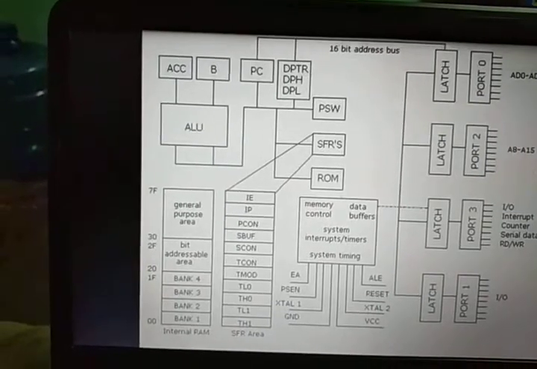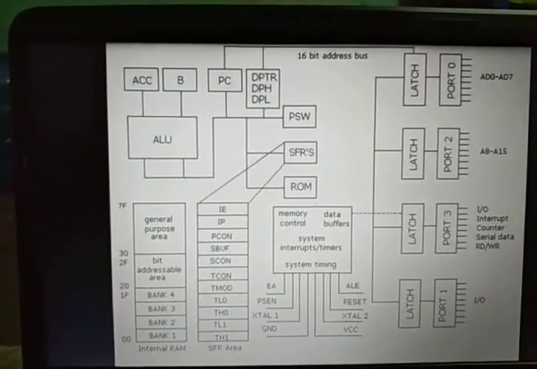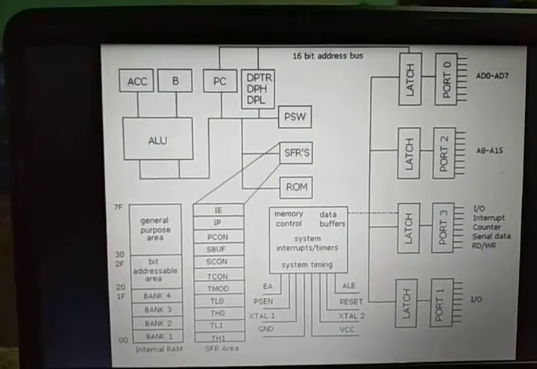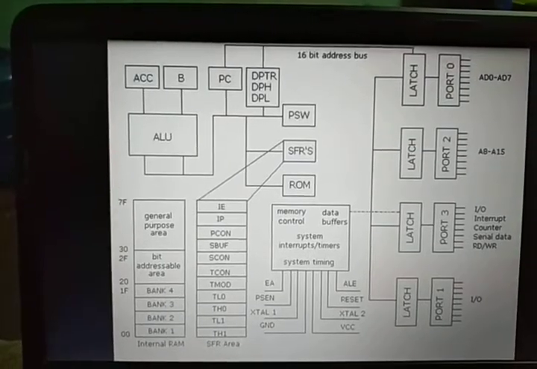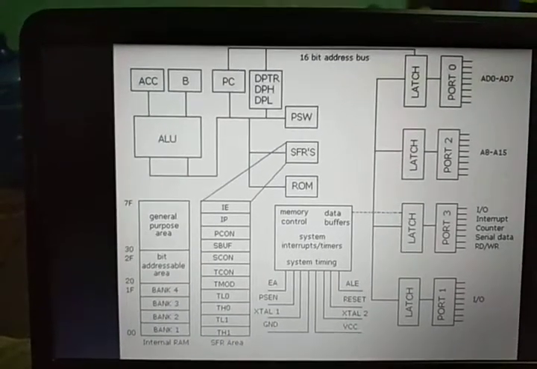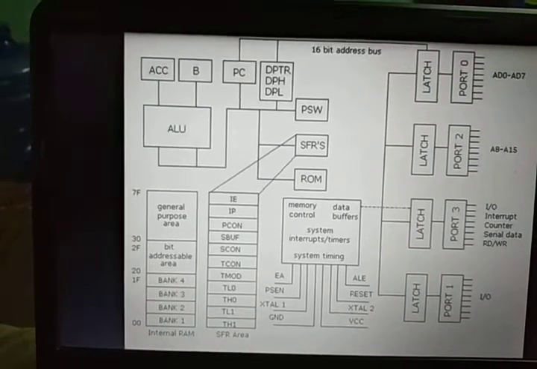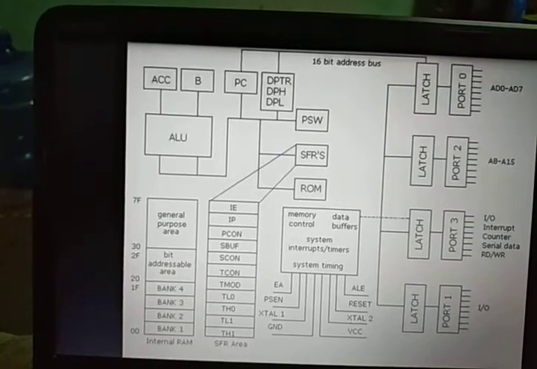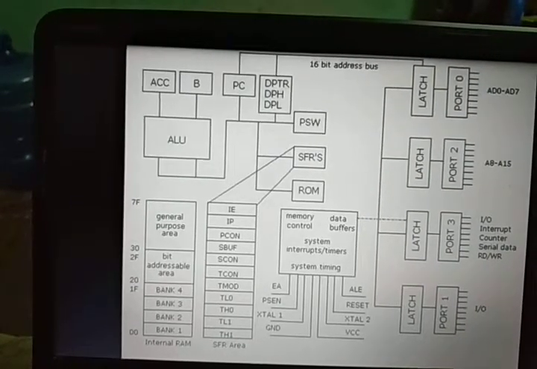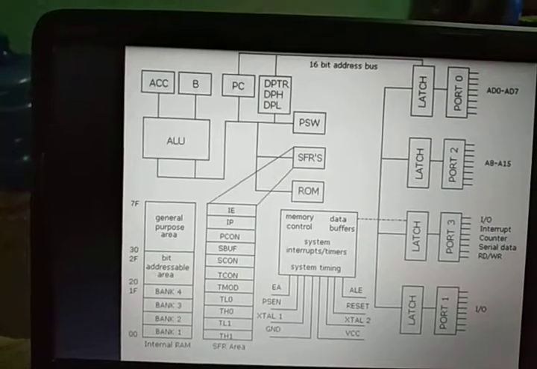The program counter is a 16-bit register which contains the address of the next instruction to be executed. The accumulator and B registers are used to hold the data on which the ALU is going to operate. ALU is going to operate on 8-bit data items. That's why accumulator and B register are 8-bit registers. The data pointer contains the data address for the memory. It is a 16-bit register and it can be accessed as two 8-bit registers.